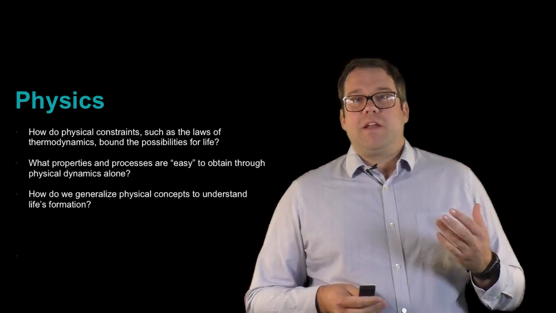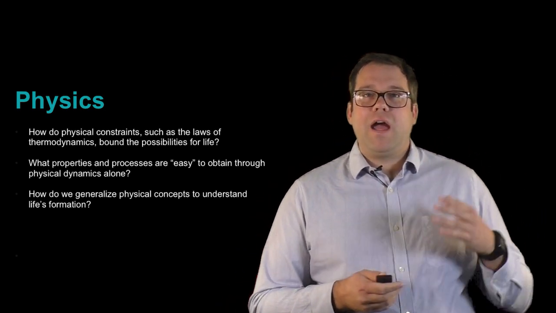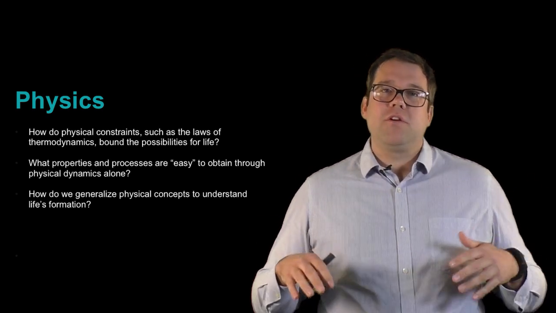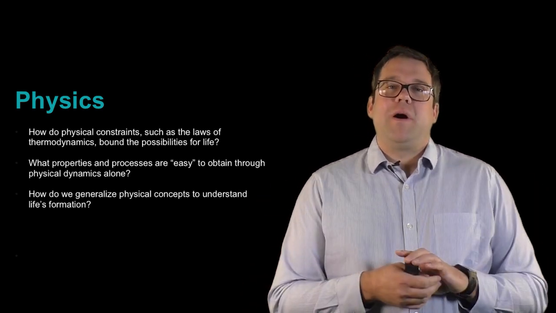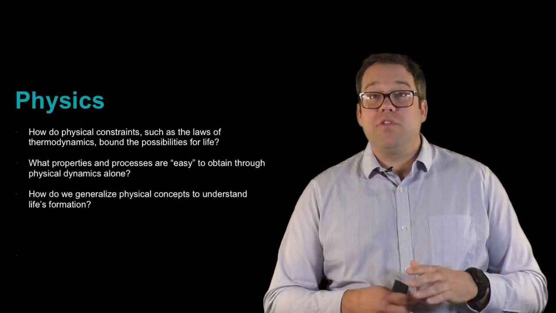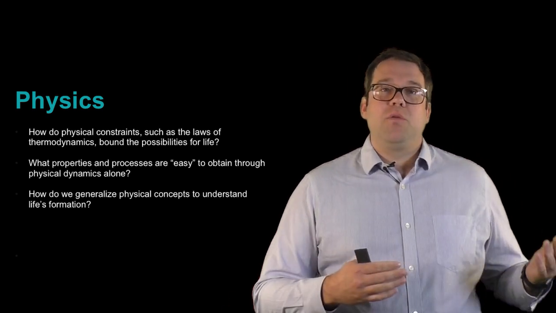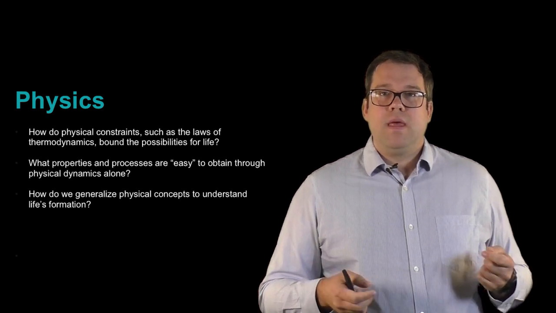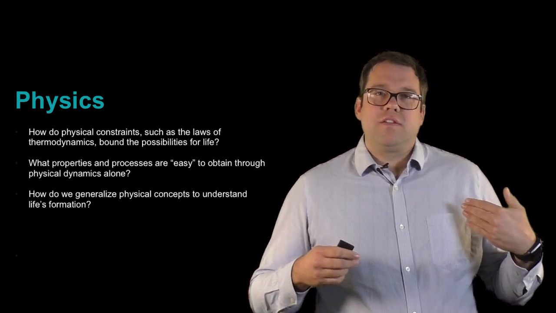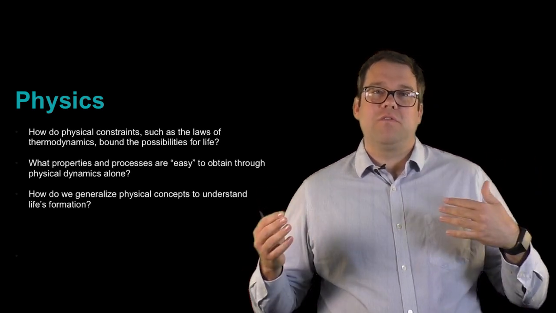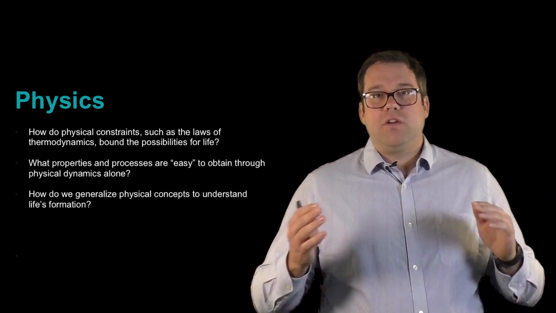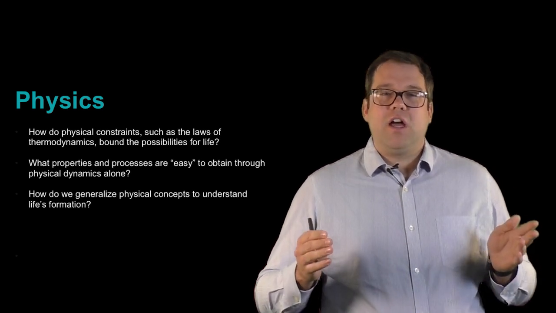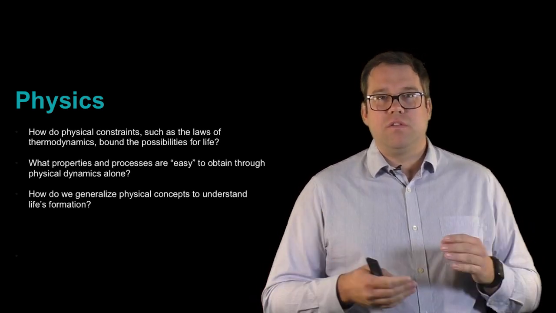Finally, from a physical perspective, the questions we're interested in are, how do physical constraints, for example, the laws of thermodynamics, start to constrain or bound the possibilities for life? So how do we take everything we know about physics and use that to say what is and isn't possible for life, especially as it first forms? Another question is really to ask, what can we take from what we know about which processes are easy and hard in physics without any biology to help us understand what might have happened for life in the first place.